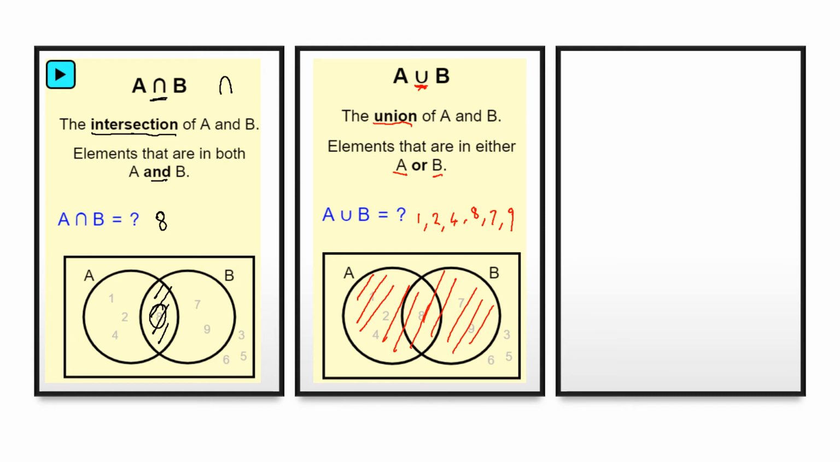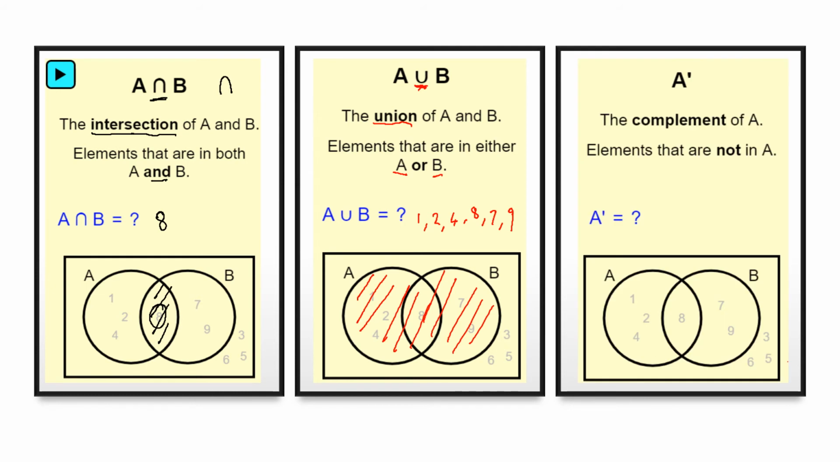The final bit of new notation that you need to know is this A and then a dash. A dash means the complement of A. Now this word complement is spelled with an E here, not an I. It's complement, not compliment. The complement of A refers to anything that's not in A.